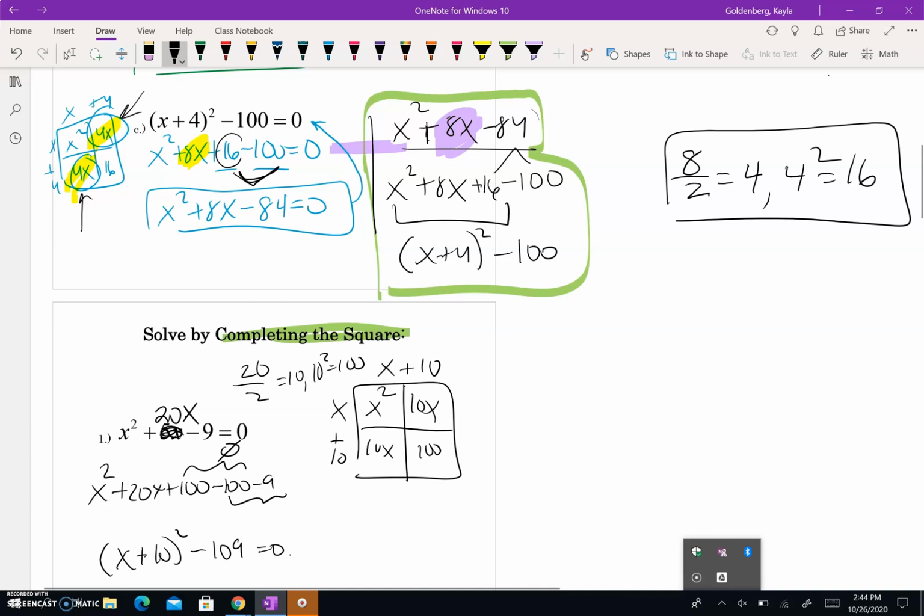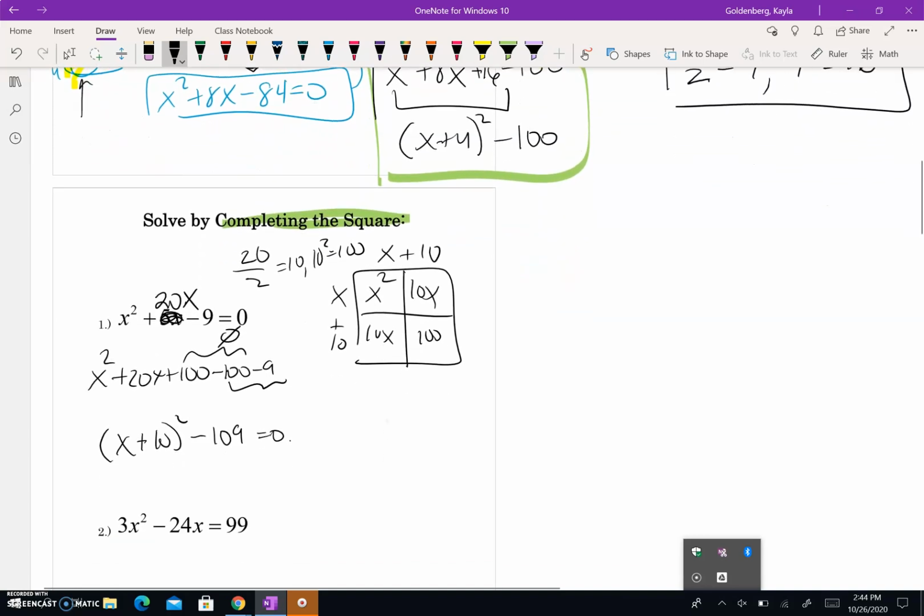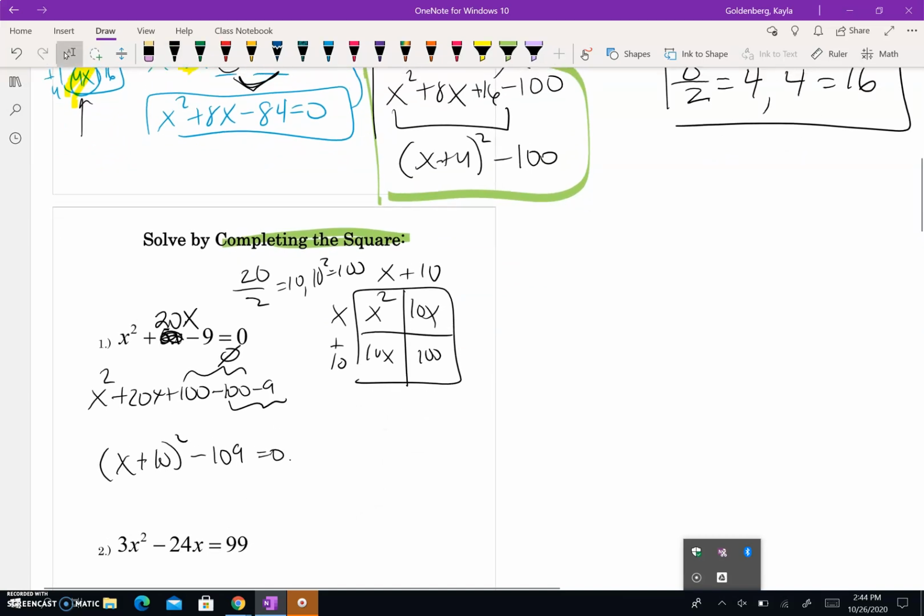And from there, what's nice is I can think about it this way: if I took negative 109 and I added 100, that would, if I was multiplying out, create that negative 9. Okay, so from here, if I'm solving with completing the square, I've completed my square. This is just the complete the square part. And now I'm going to work on the solving next. So here's going to be the solve.